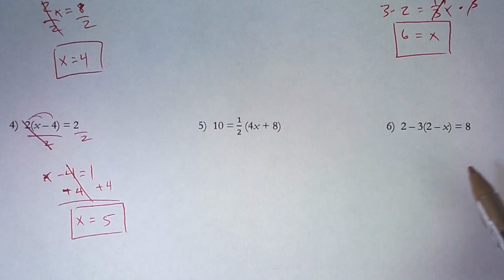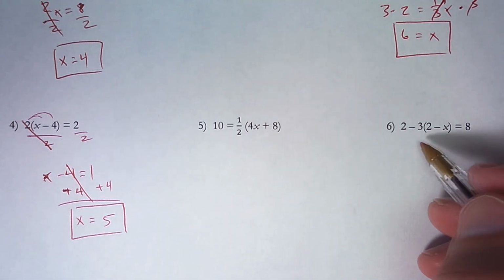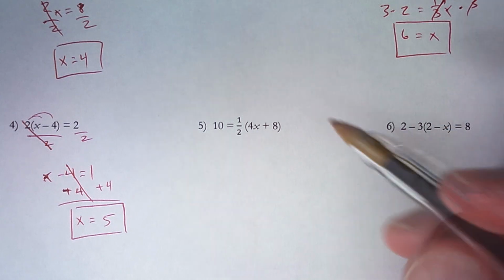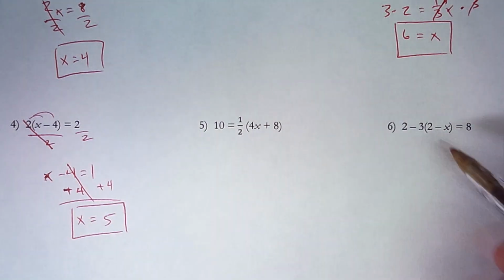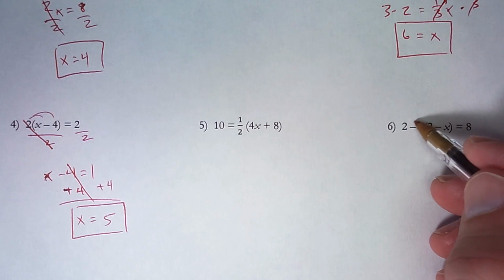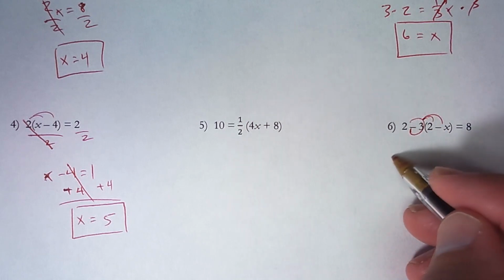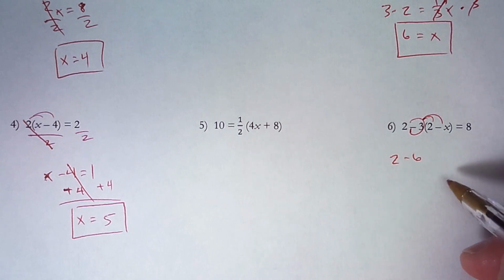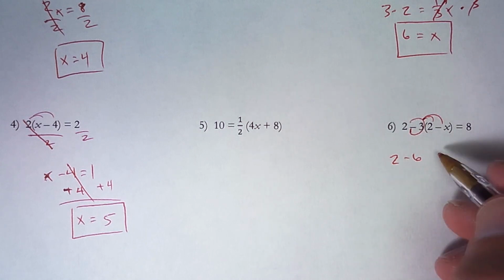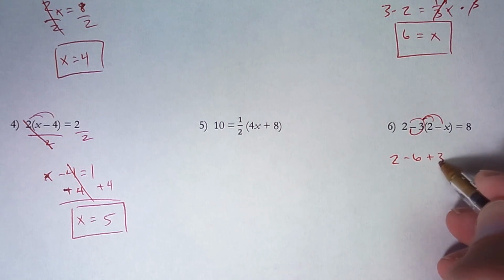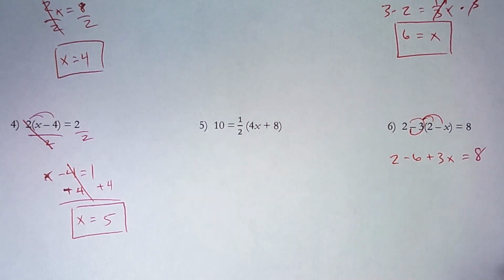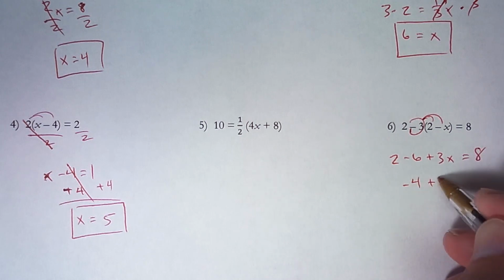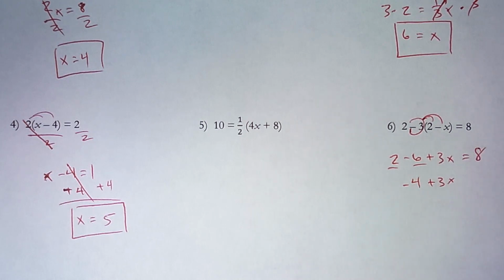Okay, number 6, let's distribute in this one. Since we did the division on this one, let's do distribution on this one. So I'll distribute this -3. So I get 2, and then -3 times 2 is -6. -3 times -x is positive 3x equals 8. 2 minus 4 is -4. So I'm just combining these like terms.